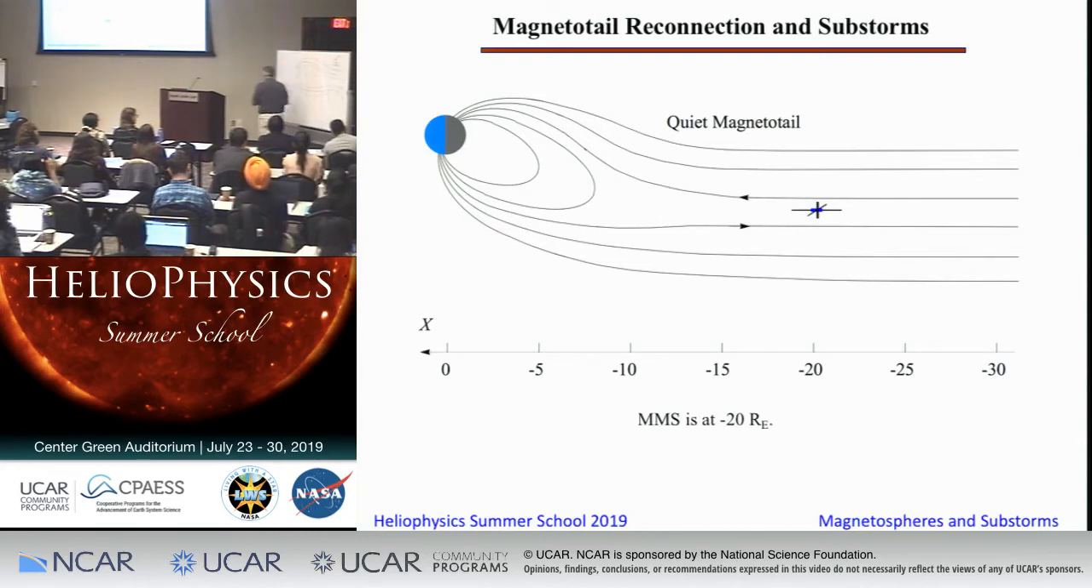Now what's in the center? B is zero in the center. So there is no magnetic pressure here. This is where the plasma sheet is. This is where all the plasma is. So the particle pressure is high here. This is all particle pressure right here. This is a very hot plasma.